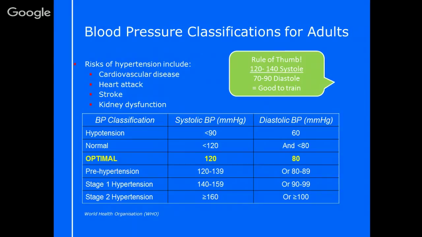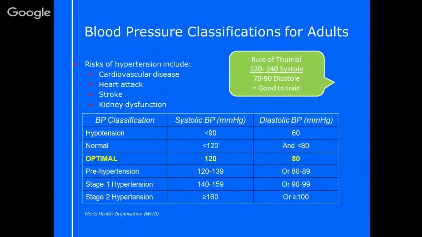Now, normal is what we call less than 120 and less than 80. But what we're going for optimal, something that's really key to remember, is 120 over 80. So 120 on systole, 80 on diastole is what we're optimally aiming for everybody we're working with. But some people will be either side of that.